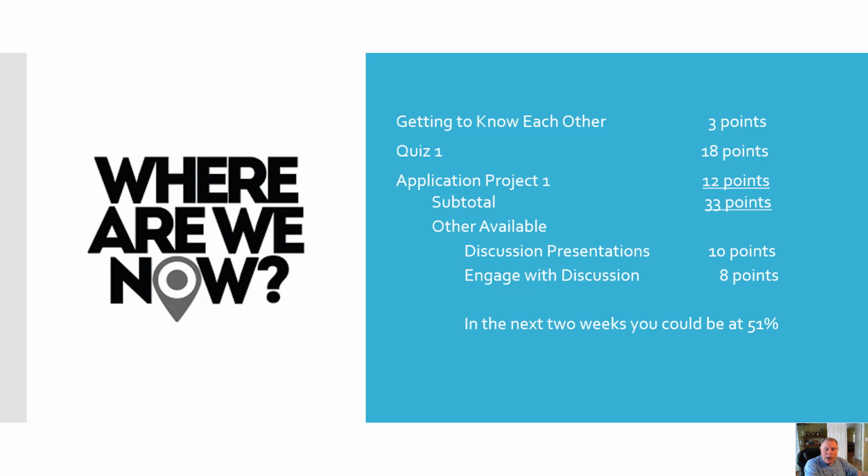Where are we now? You have completed getting to know each other, 3 points. Quiz 1, 18 points. Application Project 1, which is due on Monday, March 1st, 12 points. That would get you to 33 points, so we're right at about a third of the semester gone. Other available points are your discussion presentation, 10 points, and engaging with discussion. So conceptually, in the next 2 weeks or so, you could really be at 51%, the halfway mark in the class.